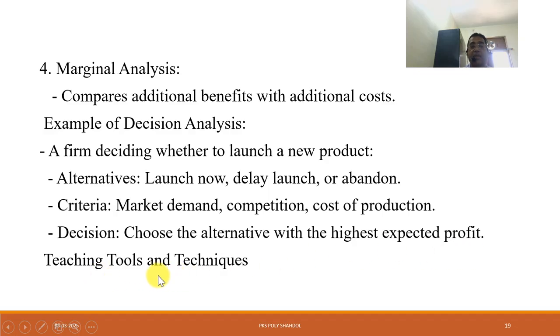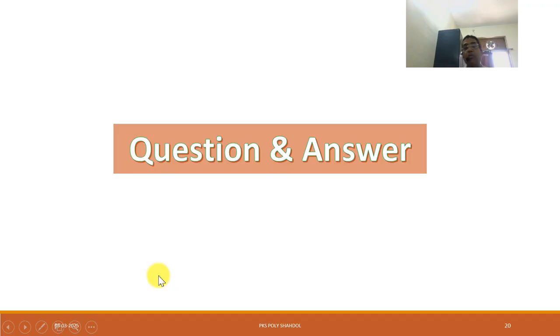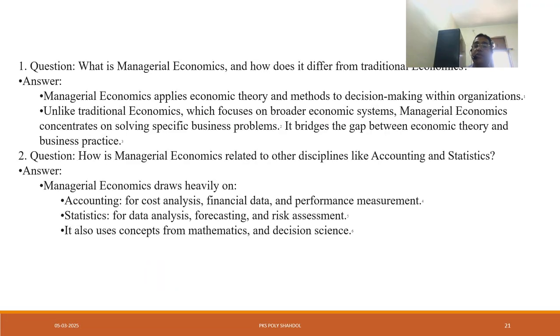Teaching tools and techniques. Now come to the questions and answers related to this first unit. Question first: what is managerial economics and how does it differ from traditional economics? Answer: managerial economics applies economic theory and methods to decision making within an organization, unlike traditional economics which focuses on the broader economic system. Managerial economics concentrates on solving specific business problems. It bridges the gap between economic theory and business practice.